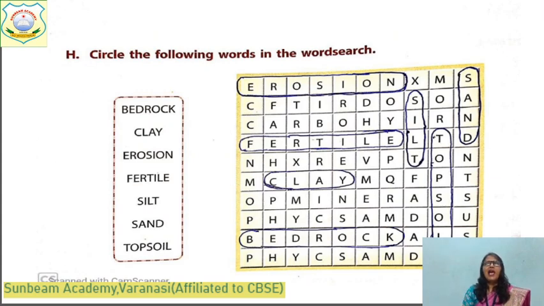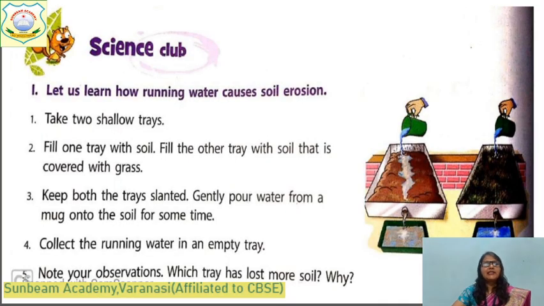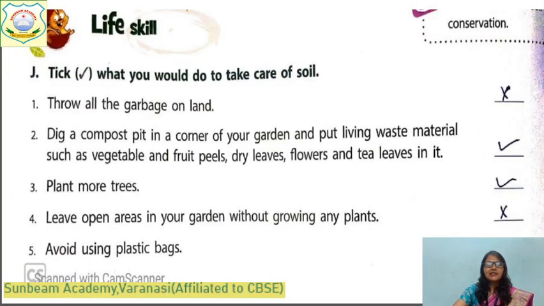Now, children, you have to find out these words. You can do it very easily. Come to the next. This is the activity which we have done. Now, you can see what is the meaning of this activity. What will you observe? What will you see? The tray lost more soil. Which tray lost more soil? The first tray, where there is no plant, because the roots of the plant hold the soil and prevent soil erosion. Okay, this is the observation of this. Come to the next.